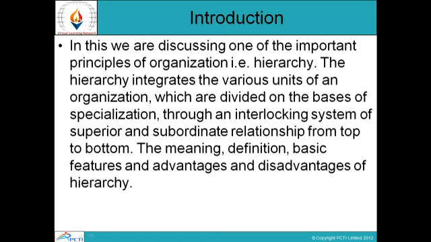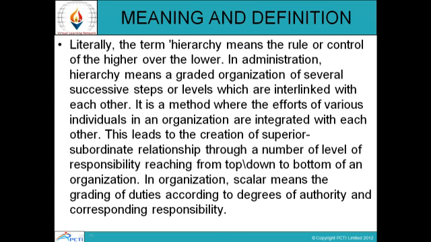It basically defines how superior and subordinate are related to each other, and what kind of relationship they share. At the same time, hierarchy provides a flow of better communication and a flow of better authority and responsibility. This is basically the role of hierarchy, and we are going to discuss its meaning, definition, basic features, advantages and disadvantages in this session.